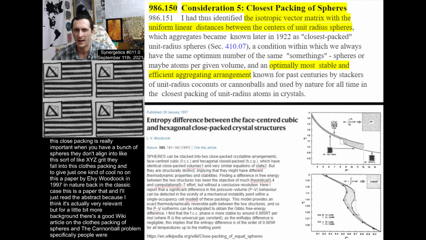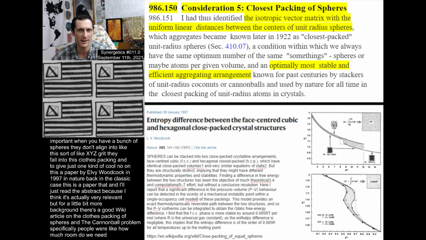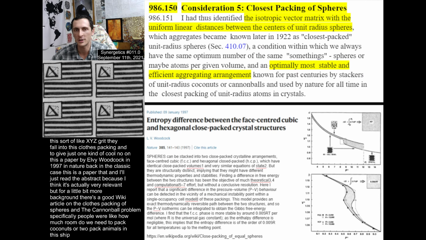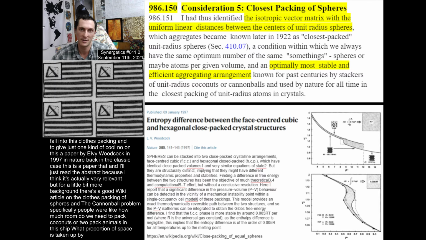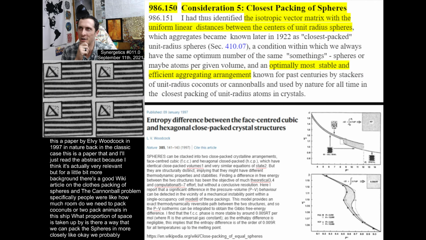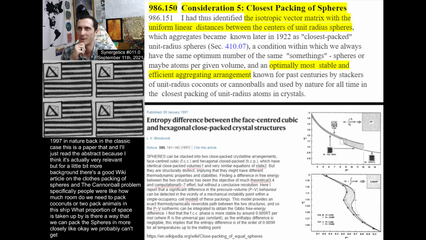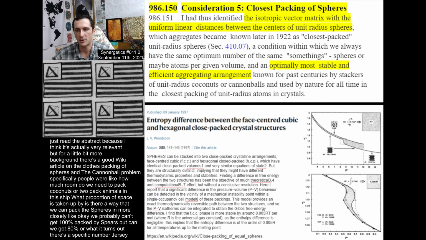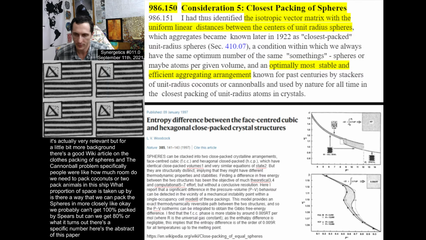People were like, how much room do we need to pack coconuts or to pack cannonballs in this ship? What proportion of space is taken up by spheres? Is there a way that we can pack these spheres in more closely? Okay, we probably can't get 100% packed by spheres, but can we get 80%? Or what? It turns out there's a specific number. Here's the abstract of this paper from 97.